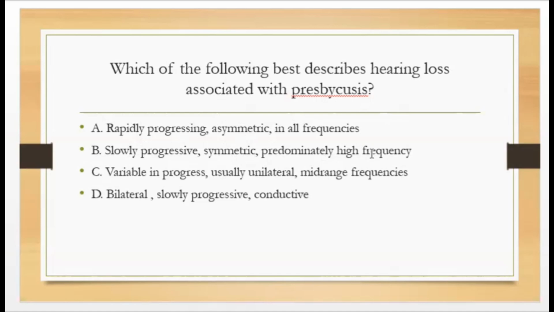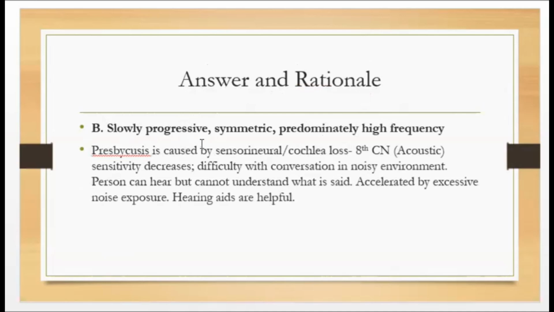And predominantly high frequencies. That is the buzzword I always remember for presbycusis. Variable in progress, not really. Usually unilateral, no. Mid-range frequency, bilateral slow conductive, this conductive one affects this option. So: slow, progressive, symmetrical, predominantly high frequency.